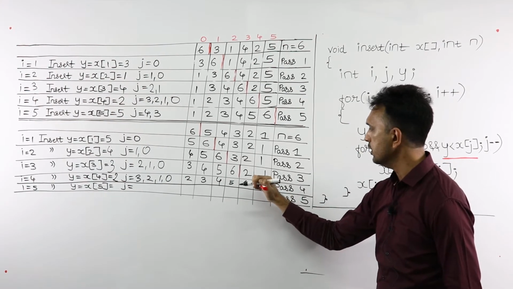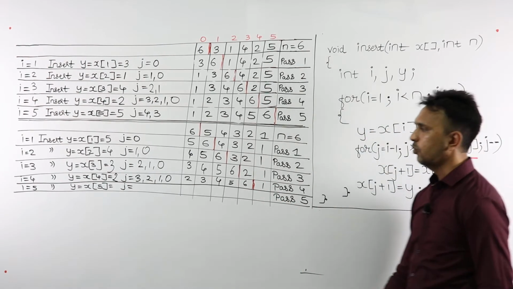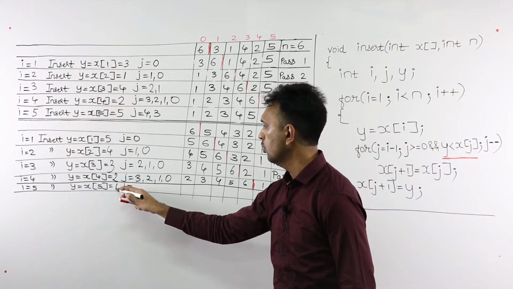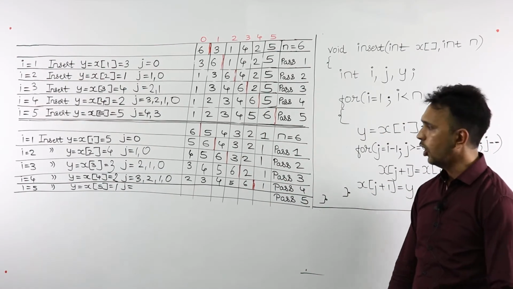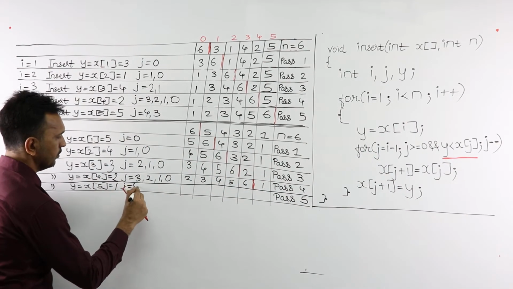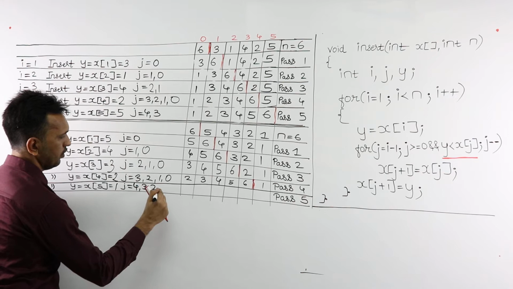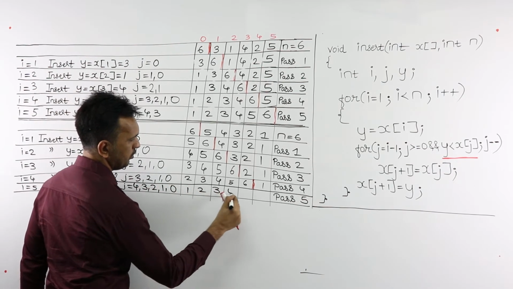Imaginary wall after 6. Finally, what is the last y? 1. Now, is 1 less than 6, less than 5, less than 4, less than 3, less than 2? All true. So, j equal to 4, 3, 2, 1, 0. Over here, 1, 2, 3, 4, 5, 6.